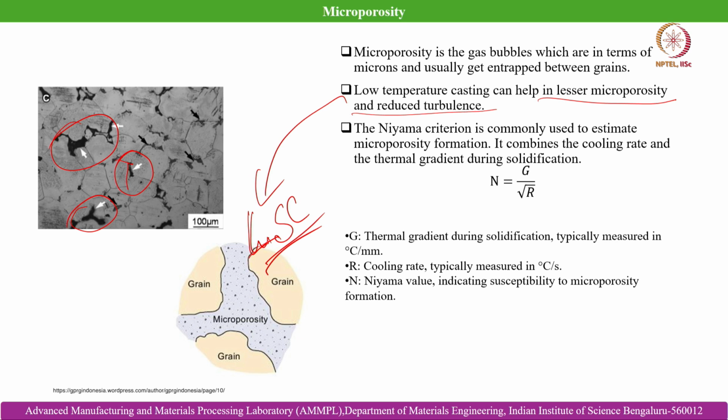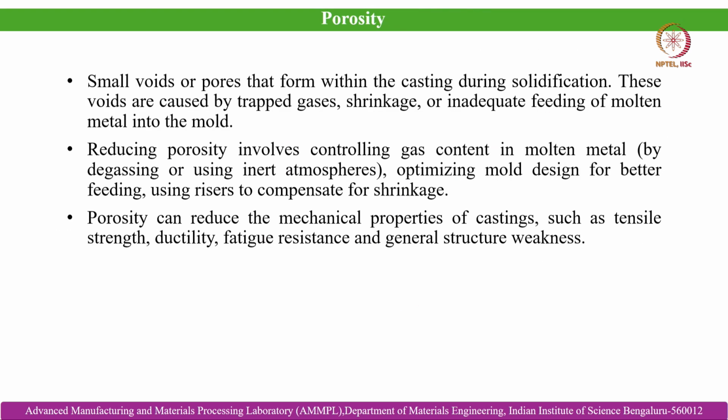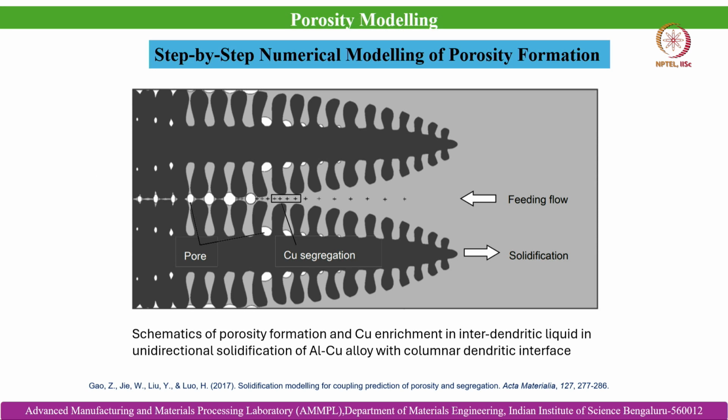The Niyama criterion is commonly used to estimate microporosity formation. It combines the cooling rate and the thermal gradient during solidification, which can be expressed as capital N equals G by root over R, where G is the thermal gradient during solidification, typically measured in degree centigrade per mm, and R is the cooling rate, typically measured in degree centigrade per second, and N is the Niyama value, indicating susceptibility to microporosity formation. So this is how we can estimate the Niyama criterion. We also discussed this earlier.